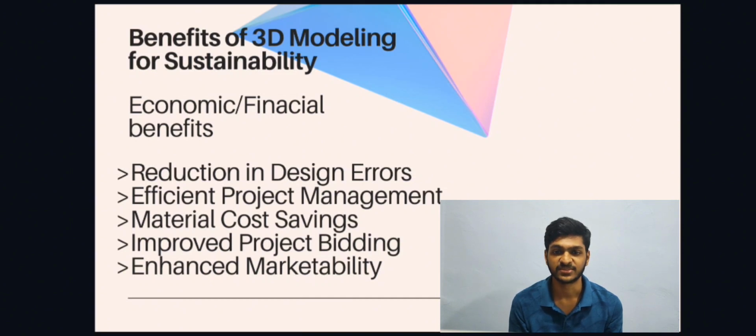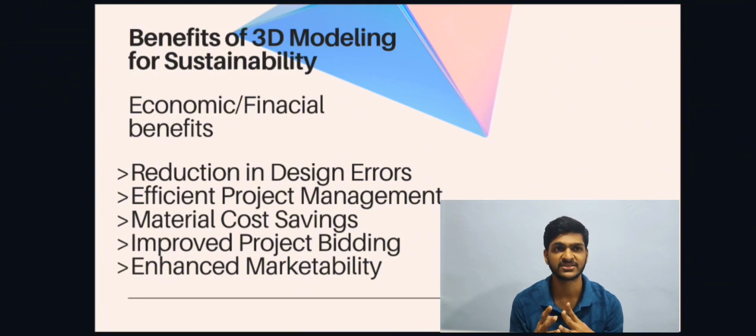So my next point is material cost savings. The reason I'm saying this is because accurate 3D models allow for precise quantification of materials for a project. This precision helps a project avoid over ordering of materials, which can lead to wastage and additional costs. It also prevents under ordering, which could cause a project to be delayed or increase cost due to multiple orders and transport fees.